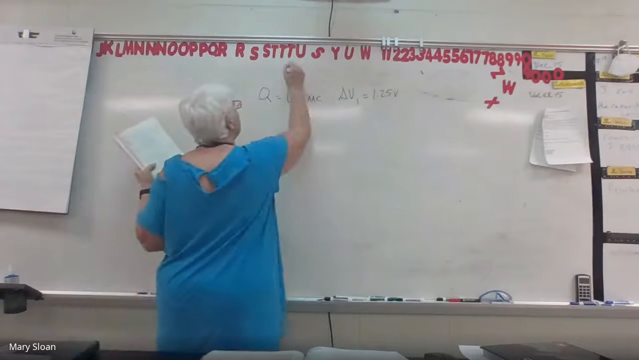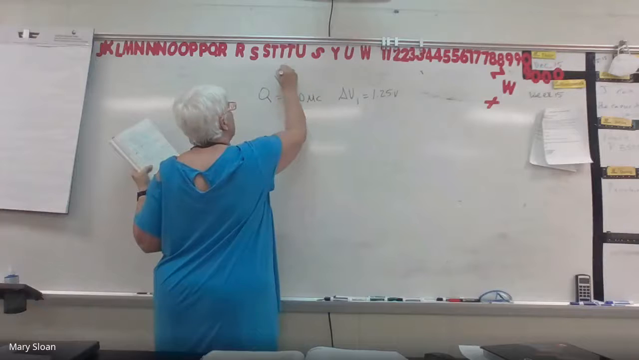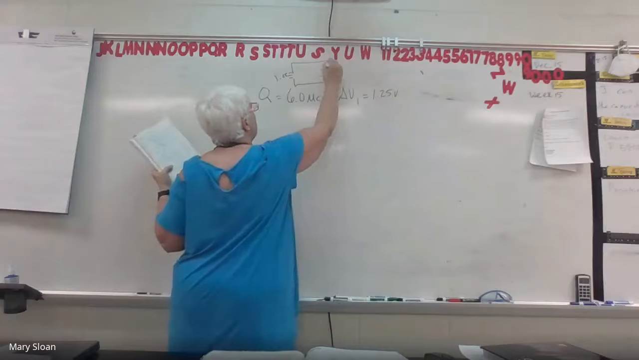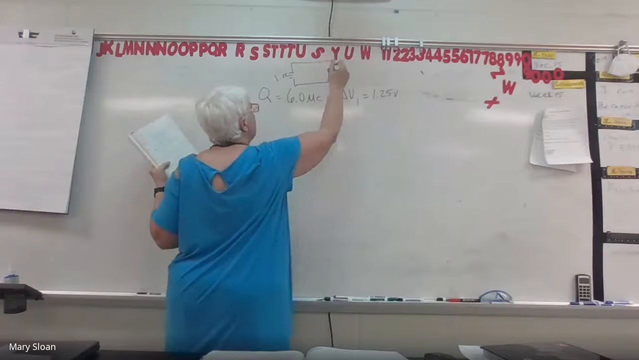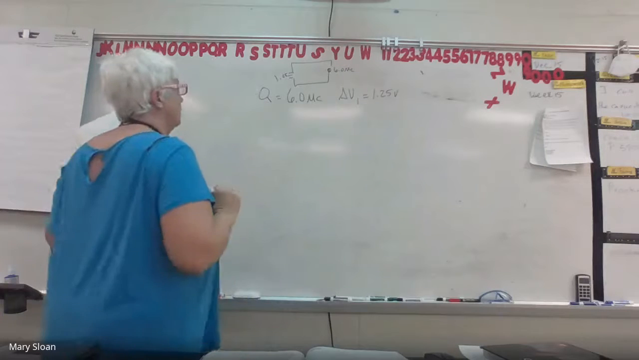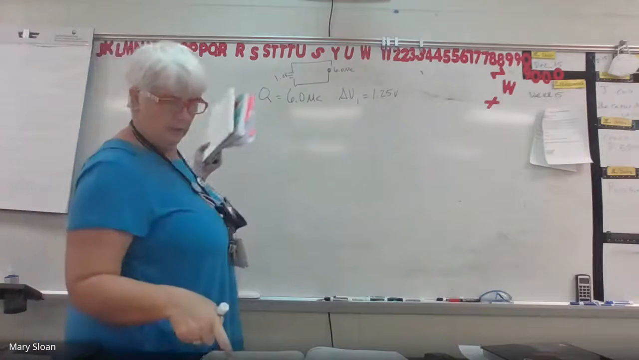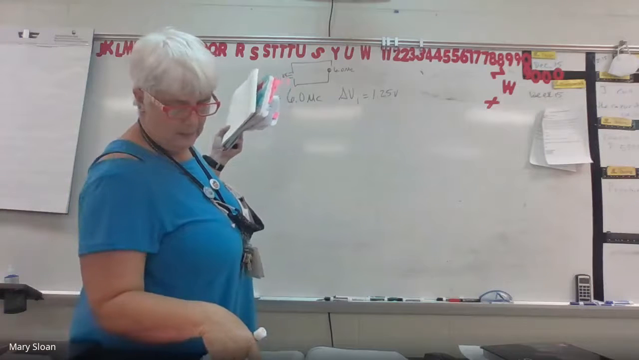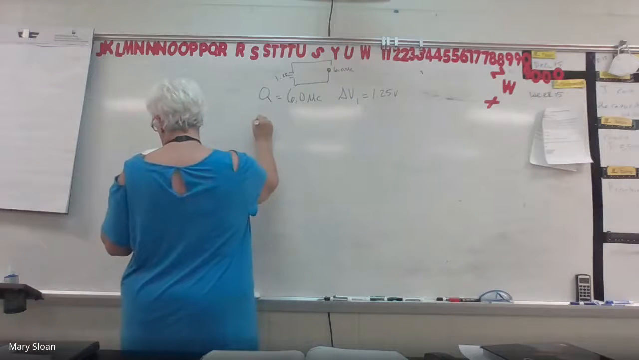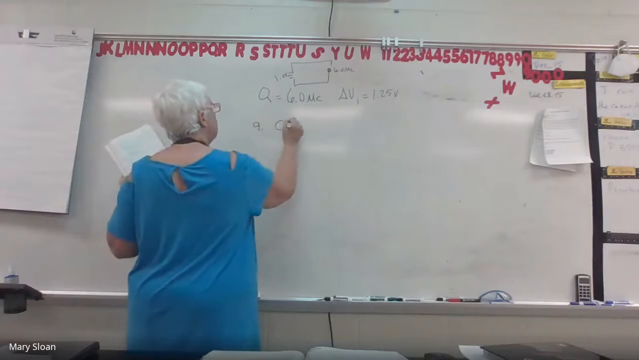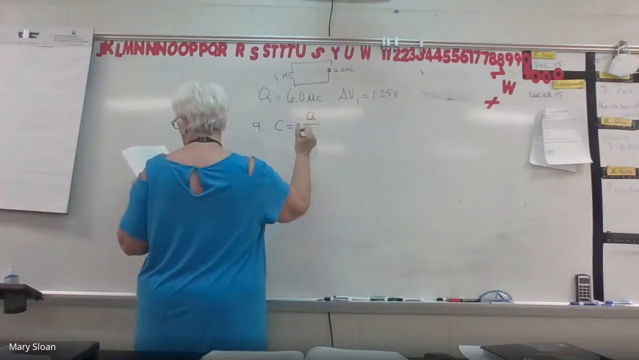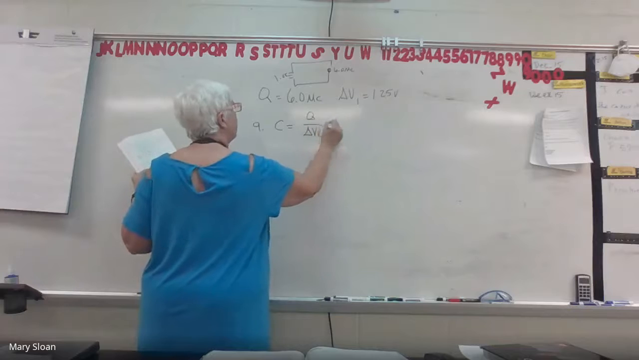So what we have is a battery of 1.25 volts, and then we have another capacitor, right? And that capacitor is 6.0 microcoulombs, or UC, excuse me. So what we're trying to find here is C. That is equal to Q divided by the change in V1.